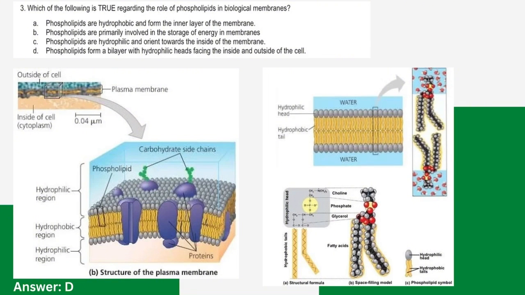Okay, because we have what we call hydrophobic and hydrophilic parts of the cell membrane. Why not letter A? The inner part isn't a whole layer, but it's only the hydrophobic tails. And then why not letter B? Energy storage is a role of triglycerides and not the phospholipids. In this case, we are talking about phospholipids.